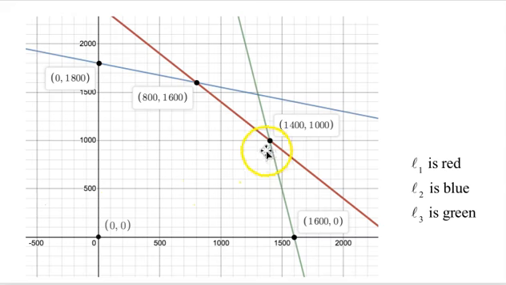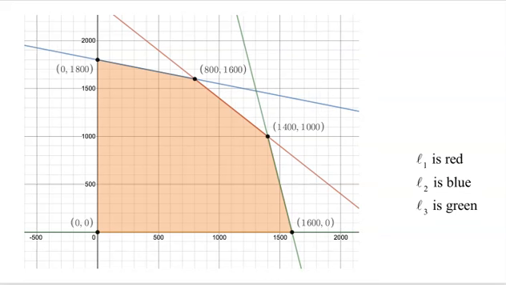So 1,400, 1,000, again, red, line 1 versus line 3, green, is here. Line 2, blue versus green, is not a corner point. My feasible region is what is under all 3 of those lines. This is my feasible region. So based on the constraint equations, we found the feasible region. Now our goal is to maximize the revenue. So recall what that was. Here was our original question.